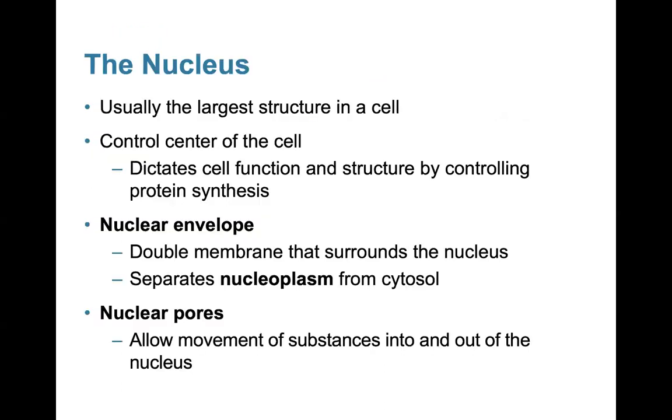The nucleus is usually the largest structure in a cell. It's referred to as the control center of the cell. It dictates cell function and structure by controlling protein synthesis. The nuclear envelope is the membrane structure that surrounds the nucleus, and it separates the cytosol, which is found on the outside of the nuclear envelope, from the nucleoplasm, which is essentially the cytoplasm inside the nucleus. Little pores called nuclear pores allow movement of substances into and out of the nucleus.